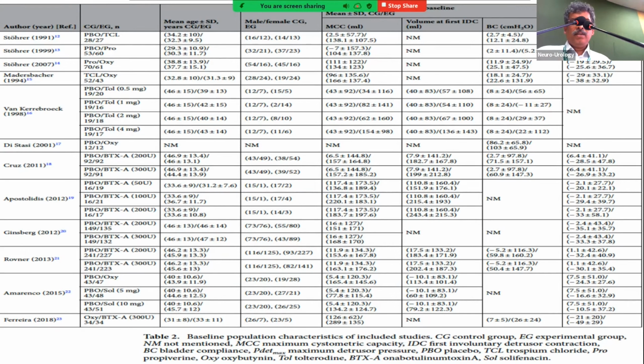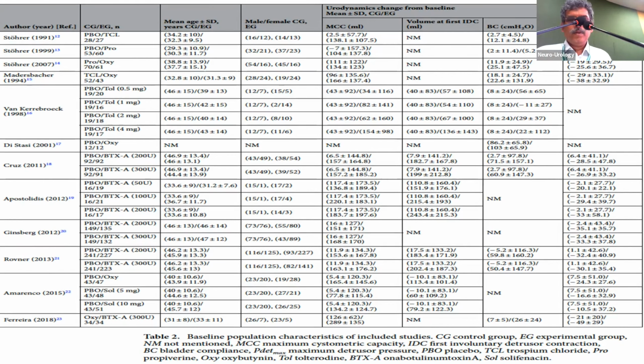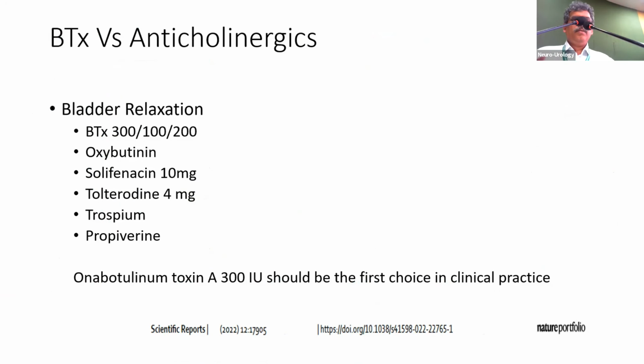Now, this is a very busy slide. Let's not look at too much of it. Basically, this is a comparison between botulinum toxin and anticholinergics. The gist of the whole thing, which has come up in a 2022 Nature portfolio paper, is that bladder relaxation is best with Botox at 300, 100, and 200 units. The next best probable drugs are oxybutynin, solifenacin, tolterodine, trospium, and propiverine. So they conclude that botulinum toxin should be the first choice in clinical practice.